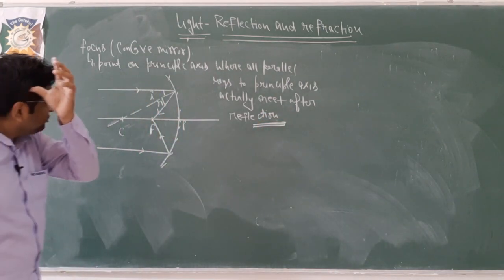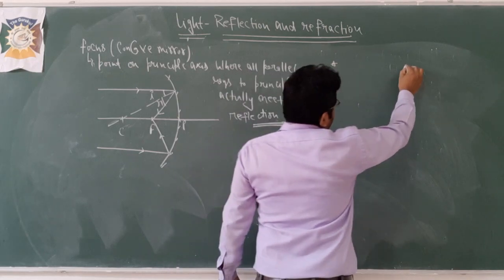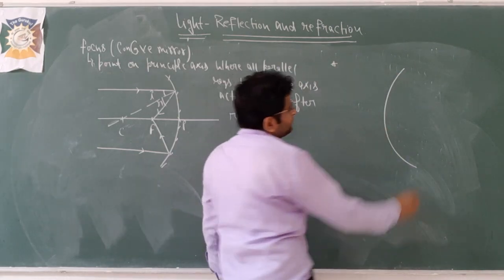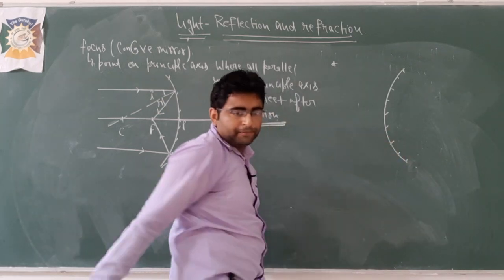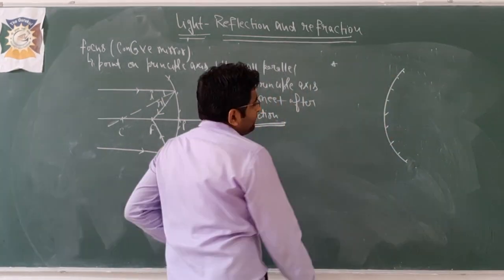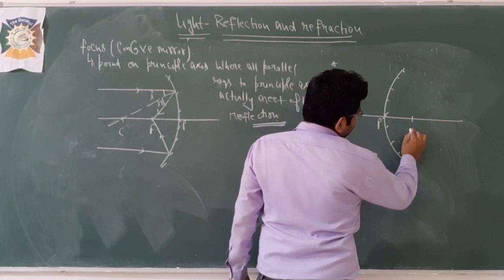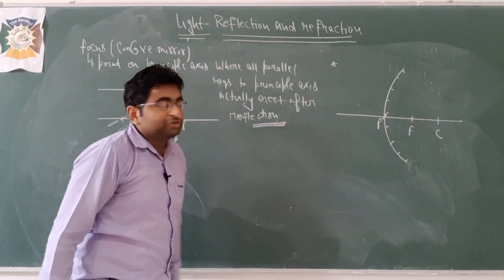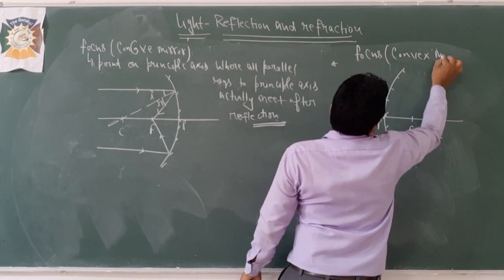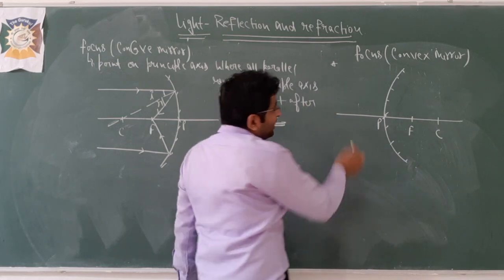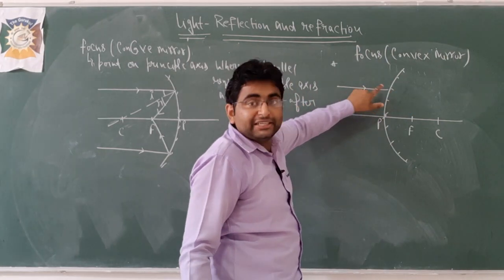Clear? Okay, beta, in the case of convex mirror, the definition becomes a little bit different. How? Beta, this is a convex mirror. Clear? Okay. This is the principal axis. And these points are P, F and C. Clear? But in the case of convex mirror, if I draw a ray parallel to the principal axis, this ray will not go into this medium. It will get reflected in the same medium here.